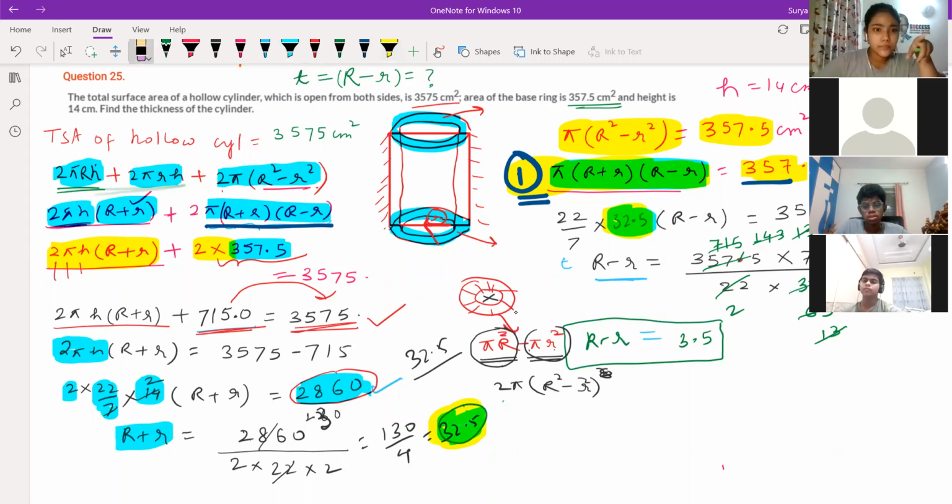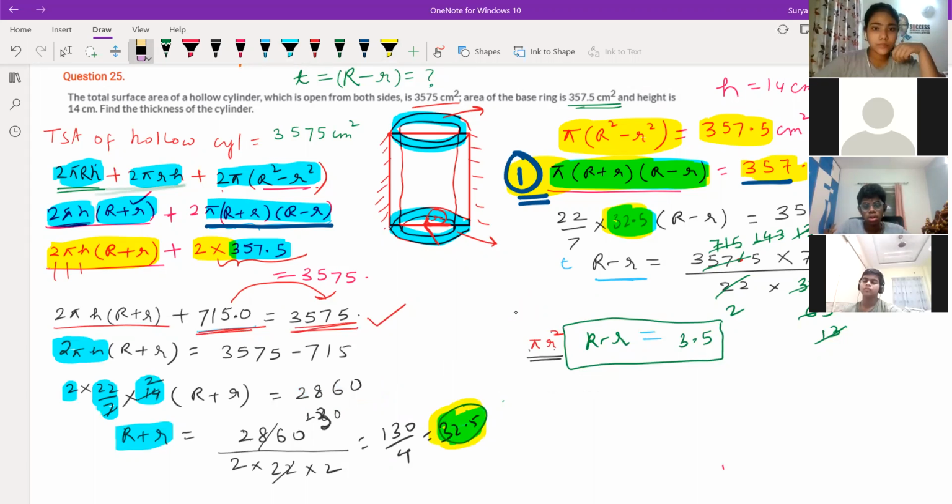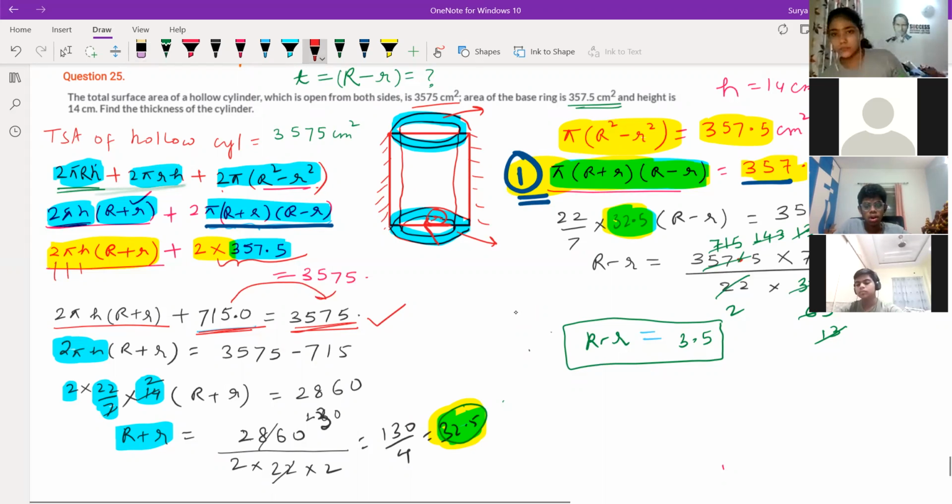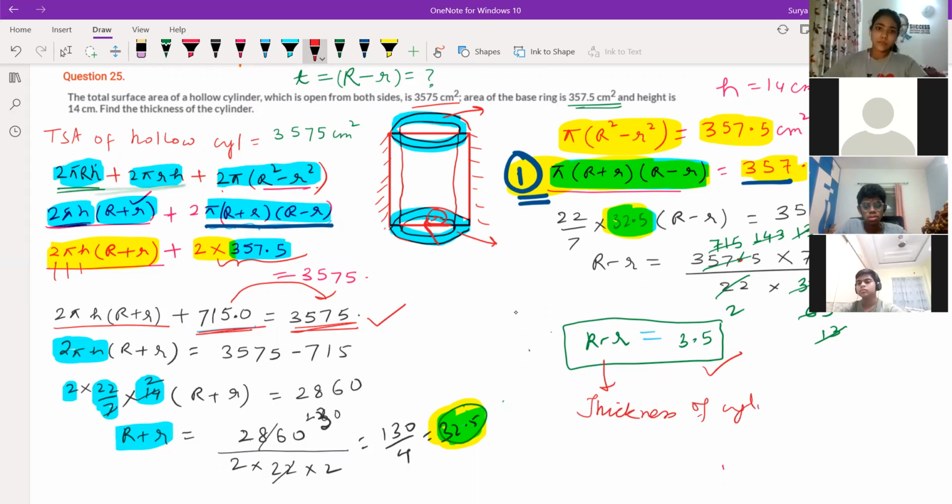Yes, sir. So 32.5, and next the same 32.5 we are going to put on the right hand side. If you see here how we got 32.5, try to understand this one. On solving we are getting R minus r is equal to 3.5, and this is nothing but the thickness of the cylinder.